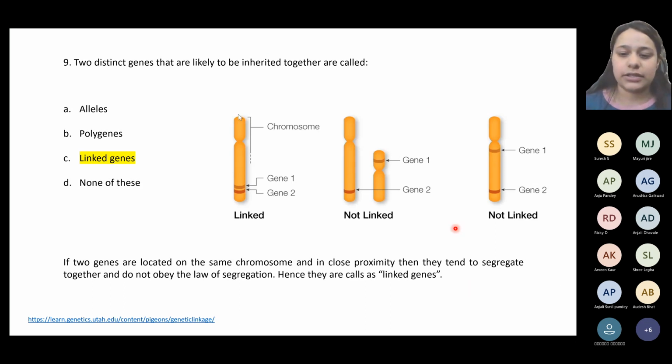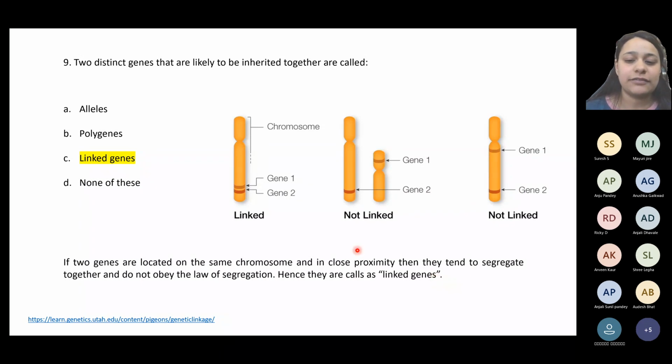The answer for this particular question is linked genes, right? So what are linked genes? If two genes are located on the same chromosome and in close proximity. So one, they should be on the same chromosome. Second, they should be in close proximity. If they are on different chromosomes, they will not be linked, or if they lie very far apart, they will not be linked.